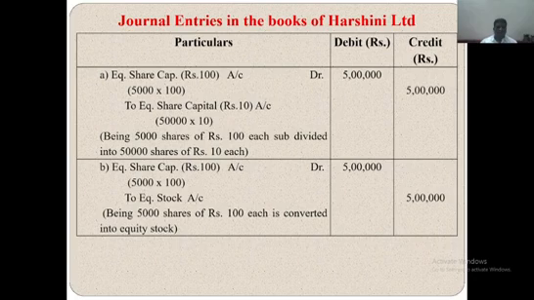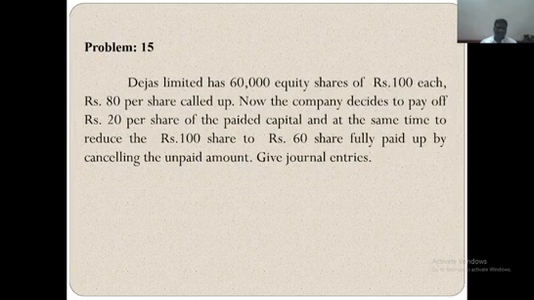Journal entry: equity share capital account debited to new equity share capital account, that means converted shares. Equity share capital 100 into 5,000, 5 lakh rupees. So new equity share capital 50,000 into 10, 5 lakh rupees, being 5,000 shares at the rate of rupees 100 each subdivided into 50,000 equity shares of rupees 10 each. The next, the shares converted into stock. So equity share capital account debited to equity stock account. 5,000 shares of rupees 100 each converted into equity stock.